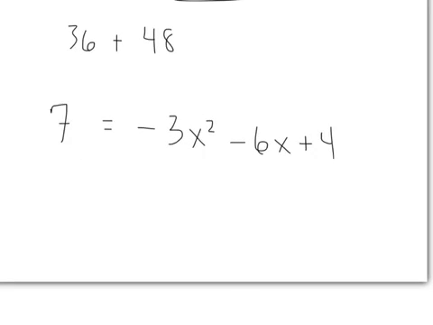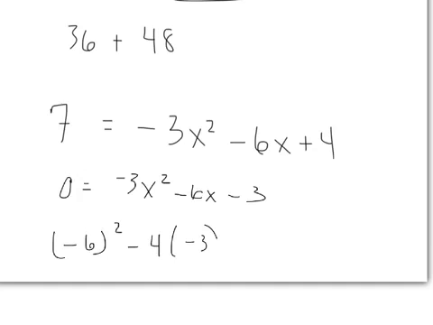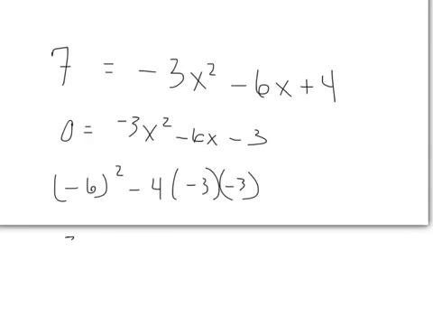So let's move the 7 over. We're going to get 0 equals negative 3x squared minus 6x, and this is going to be 4 minus 7, or negative 3. Now if I find the discriminant of this, I'm going to see that the discriminant equals b squared minus 4 times a times c. Well, negative, negative, negative is now a negative. And this is going to be 36 minus, well, 4 times 3 is 12. 12 times 3 is 36. Well, 36 minus 36 is 0. If the discriminant is 0, it means that there's really only one intersection with the line y equals 7.